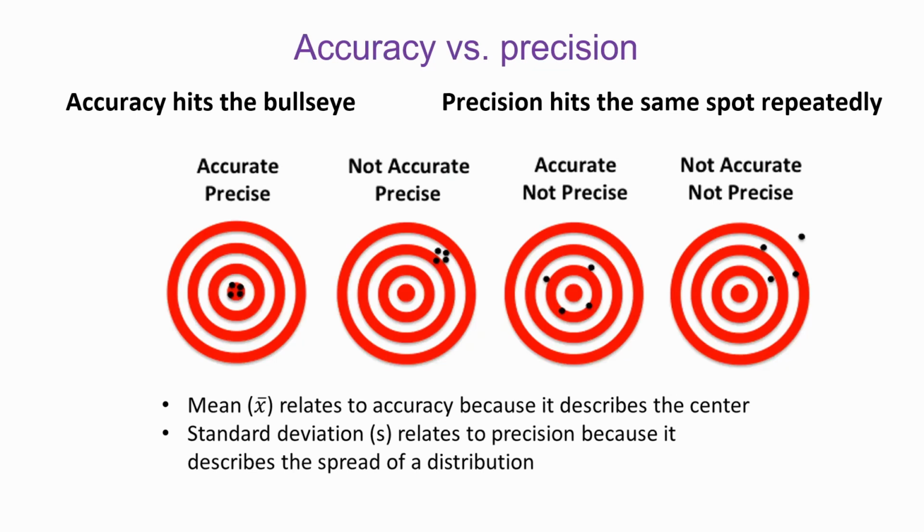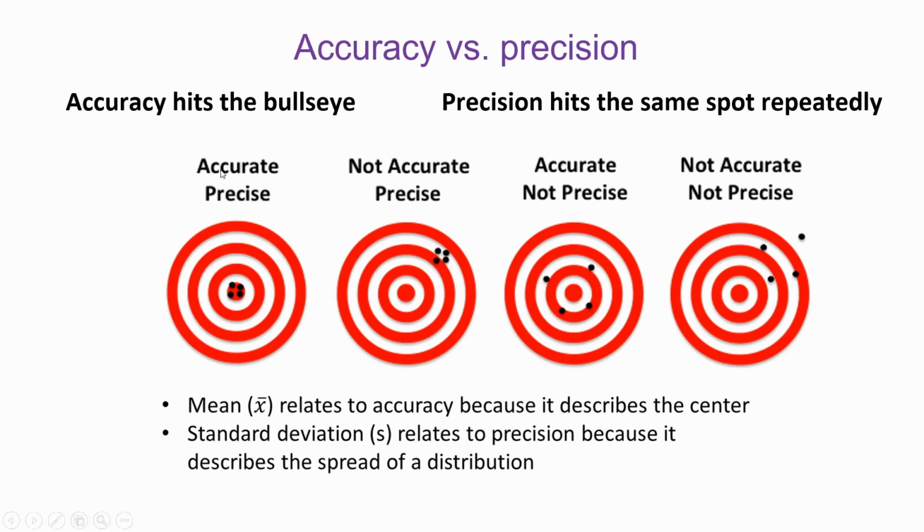So why are we talking about this, besides just an interesting vocabulary lesson to help you with your GREs if you're going to grad school? It's because the mean relates to accuracy because it describes the center of the distribution, right? It hits the bullseye, the mean. The standard deviation, s, relates to precision because it describes the spread of the distribution. How far apart are the different data points, right?